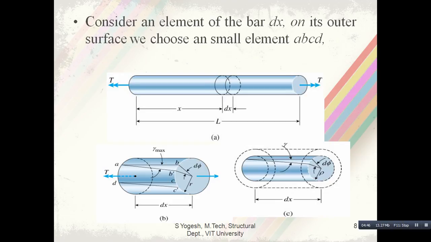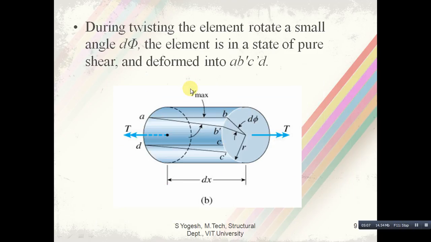For this part, consider an element of the bar, dx, a small element in the shaft or rod. On its outer surface, we choose an element A, B, C, D. During twisting, the element rotates through a small angle d phi and is in a state of pure shear. This is pure shear, and it is deformed into A, B dash, C dash, D.